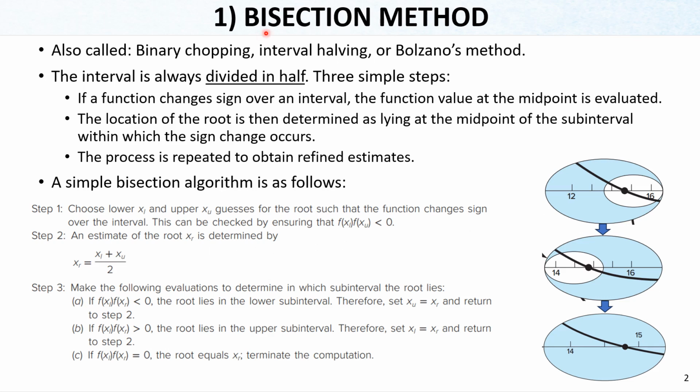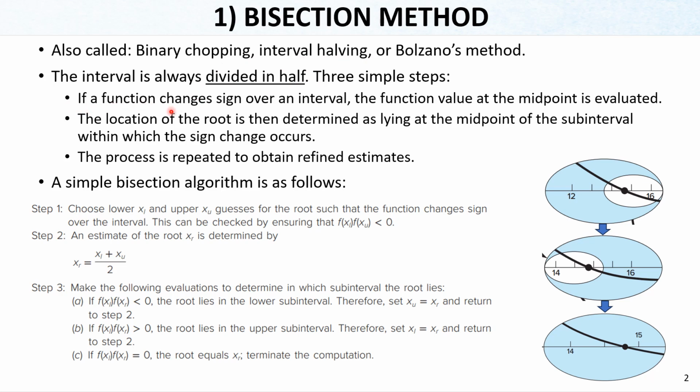First, let's look at the bisection method. So this is also called binary chopping, interval halving, and Bolzano's method as well. And the feature of this is that the interval, because we are bracketing the root now, is always divided in half. And we have three simple steps. And first of all, because it is always divided in half, that's why it's called the interval halving method as well.